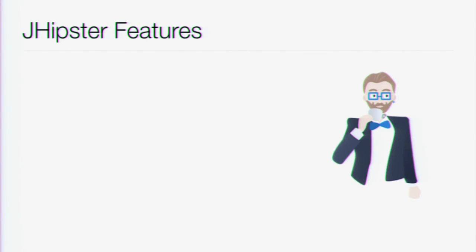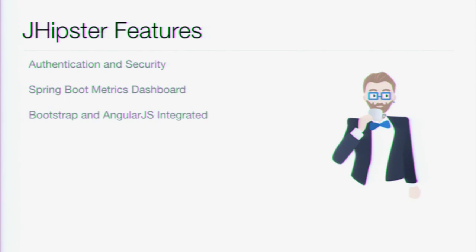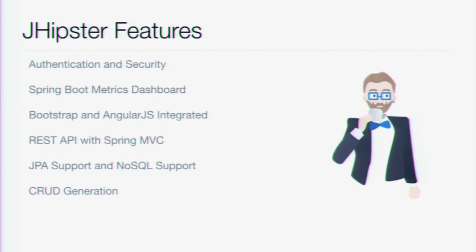So I said, well, compare that to the poster child for no XML, and you have a default JHipster application. And it's got authentication and security. It's got Spring Boot metrics. So Spring Boot has all these metrics when you add actuator to your classpath, and then what JHipster does is it shows you what those look like. It's got Bootstrap and AngularJS integrated, REST API with Spring MVC, JPA support and NoSQL, and CRUD generation. So a lot of similar features. It's pretty hip, right? AppFuse is not. AppFuse is old. It's got a lot of XML in there.